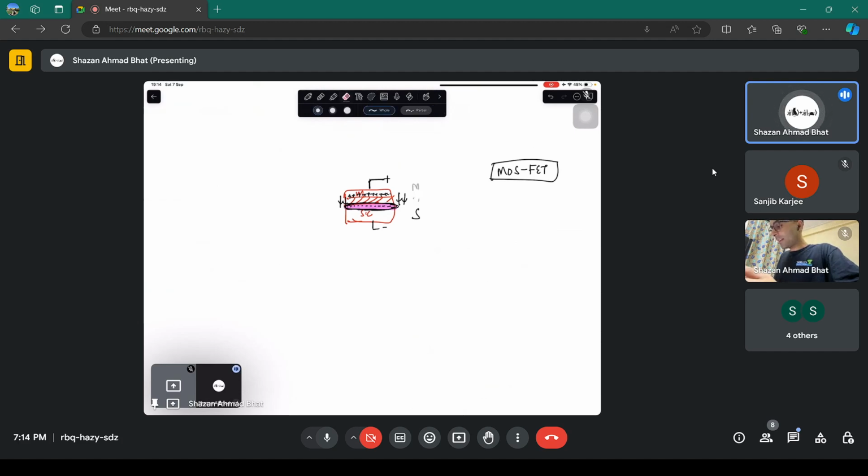What will happen in that case? Same structure, everything, just a single difference. What is the difference? You will have a region here and a region here. This is called source, this is called drain, and current will flow like this, and from where some voltage gets applied. So this is MOSFET. That's it.